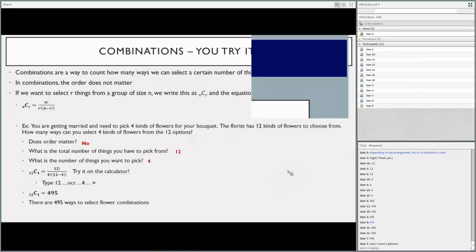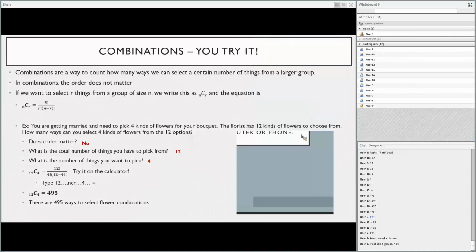So no pressure, Raquel, but there are almost 500 different flower combinations you can pick for your bouquet. So 495 to be specific. Okay? Any questions about that or Raquel's bouquet? Just kidding.